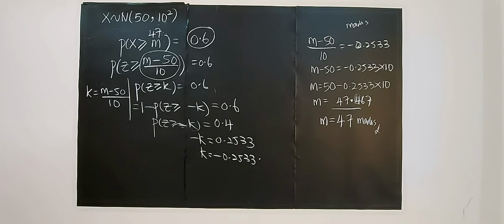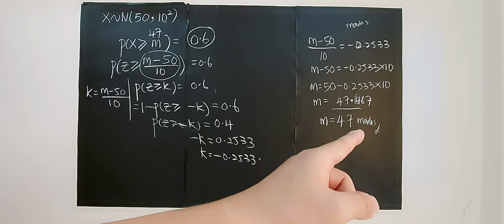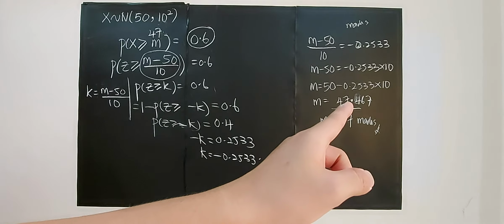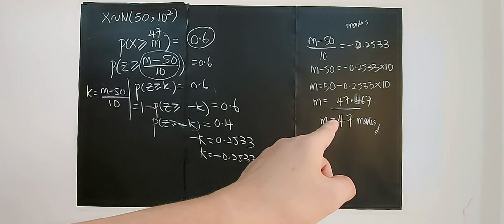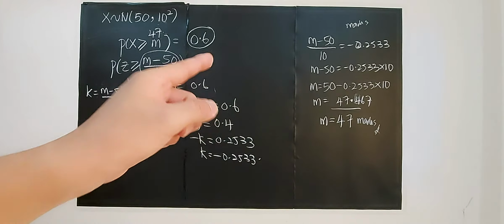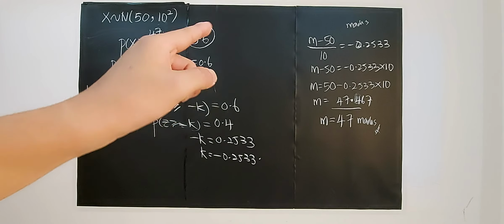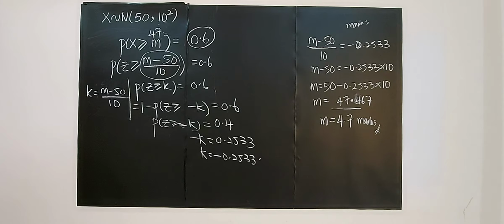So as long as the student gets 47 marks or above, we consider them as part of the 60% of students that pass the test, alright? It's just an estimation. Probability is about estimation, right? Okay, that's all for this question.